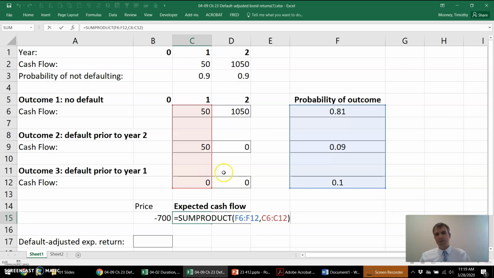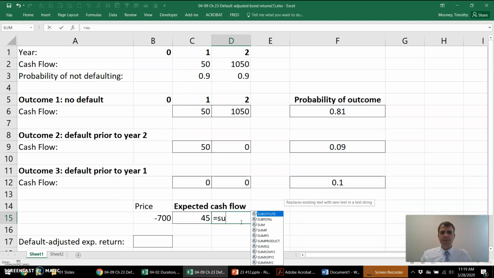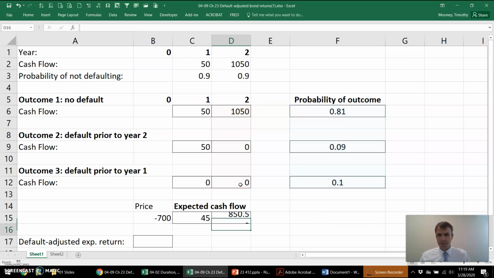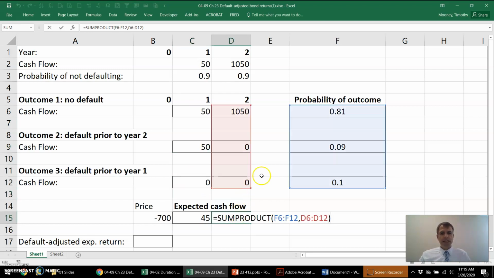On average, we'd expect to receive $45, given that there's a 10% chance of default in the first year. And then we can do the same thing with the second cash flow. The probabilities of the 3 outcomes times the cash flows in each of the 3 outcomes, add those up, sum product, right? And so the expected value of the year 2 cash flow, given some probability of default in year 1 and year 2, in which case we'd receive nothing, is 850.5.